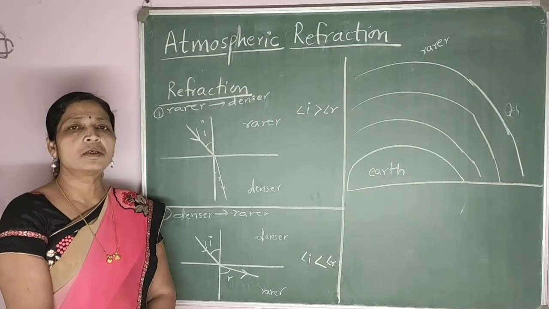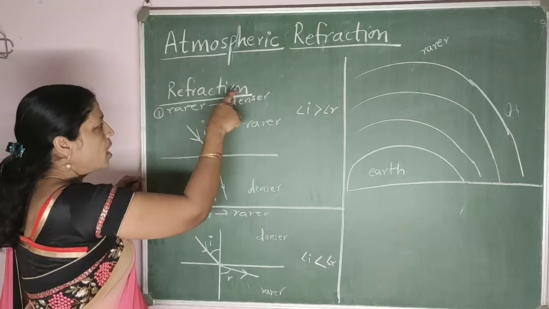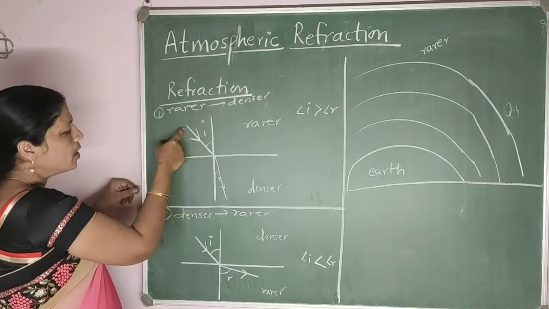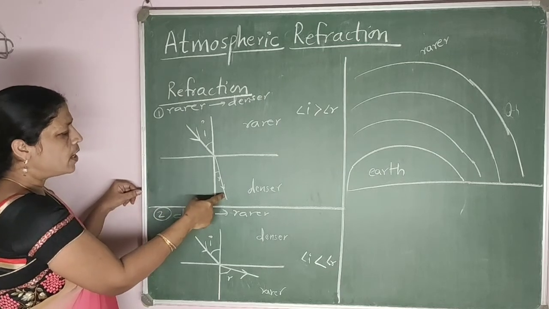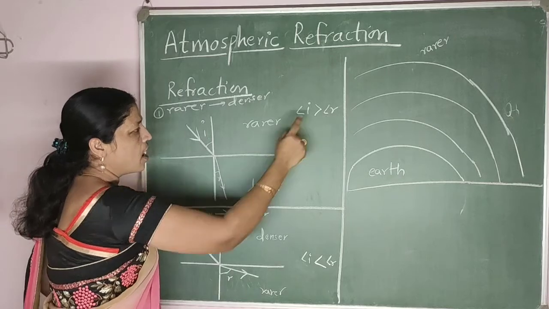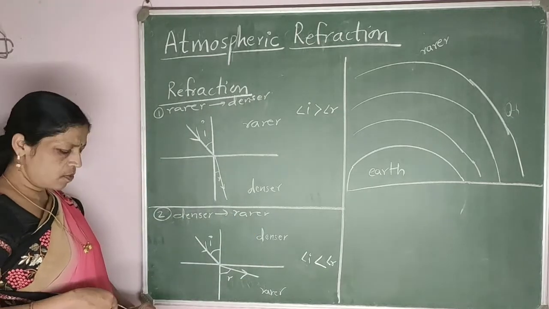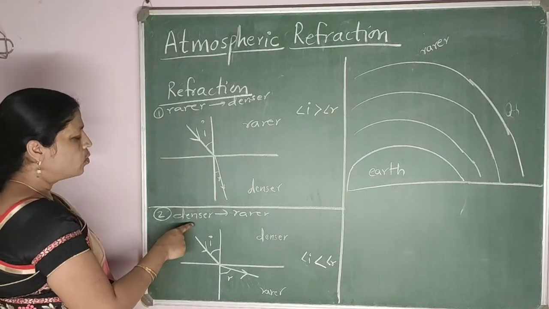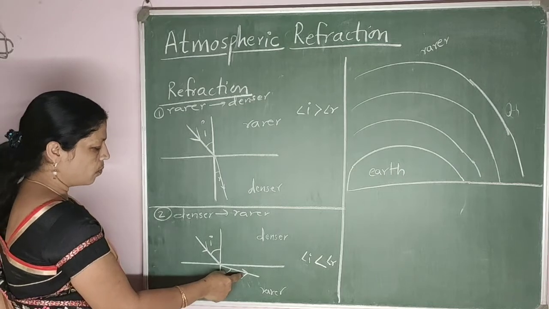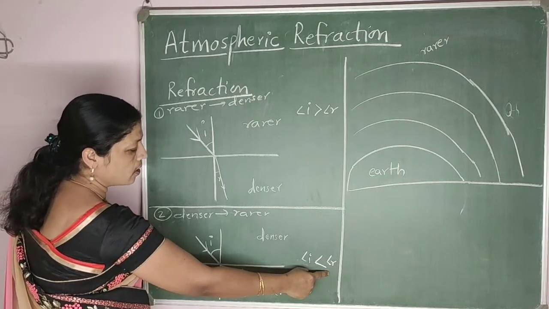Students, today we are going to discuss atmospheric refraction. So what is refraction? As we have seen, when the light goes from rarer to denser medium, it bends towards the normal. Due to that, angle i is greater than angle r. Angle i is the angle of incidence; angle r is the angle of refraction. When the light goes from denser to rarer, it bends away from the normal. So in that case, angle i is less than angle r.